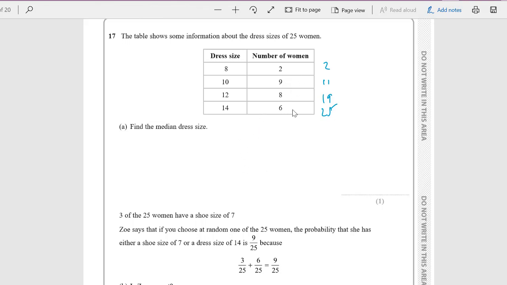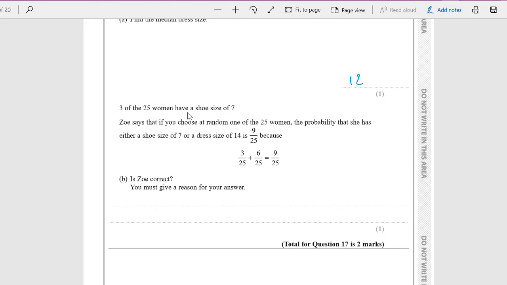So the 12th number, so between the 12th and 13th number. So that number will be here. So that's the 11th one, and then it'll be the 12th. So the median dress size is 12.